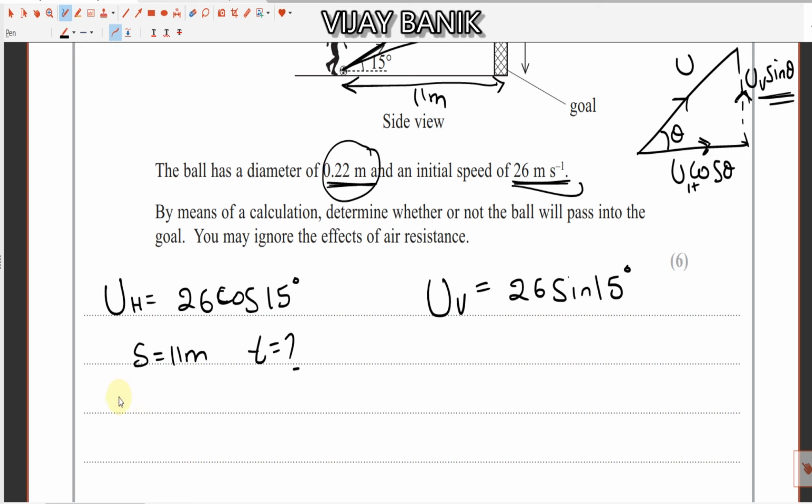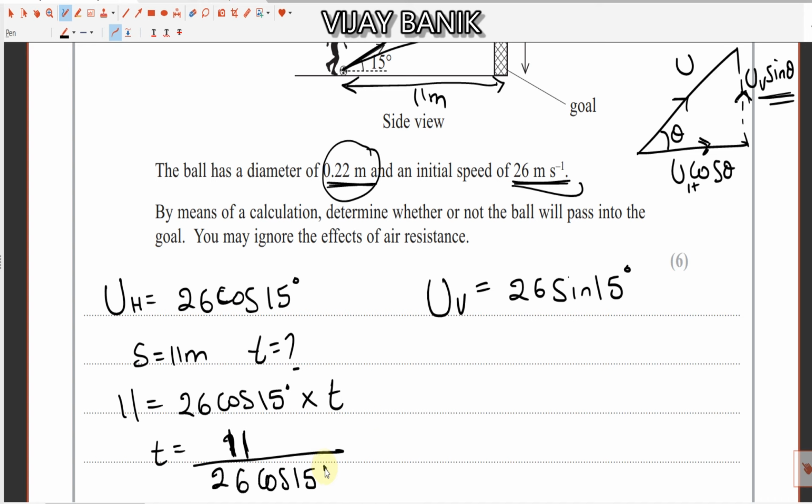So how much is it going to be? 11 is equal to 26 cos 15 into time. So time equals 11 divided by 26 cos 15 degree. Let's see how much that is. 11 divided by 26 cos 15, make sure your calculator is in degree and not in radian. If you don't know what radian is, ask your teacher. That gives 0.438 seconds. So the ball traveled for 0.438 seconds horizontally.